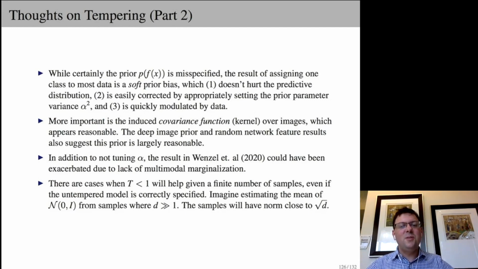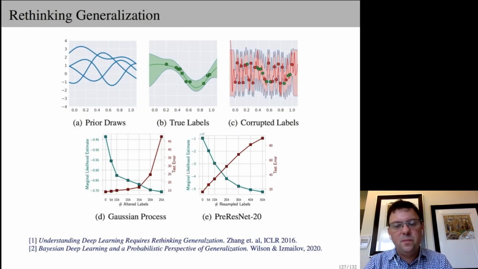It's also interesting to note that there are cases when a cold posterior, a t less than 1, will be helpful in coming up with estimates, even if we believe the prior and the likelihood, if we have access to a finite number of samples. So we can imagine, for instance, estimating the mean of a standard normal distribution in high dimensions. In this case, the samples will be very concentrated around a norm of root d. And so if we decrease the temperature, we'll come up with a better estimate for the mean. And so I encourage you to try this. Just sample from a high d distribution, look at a histogram of the norms.